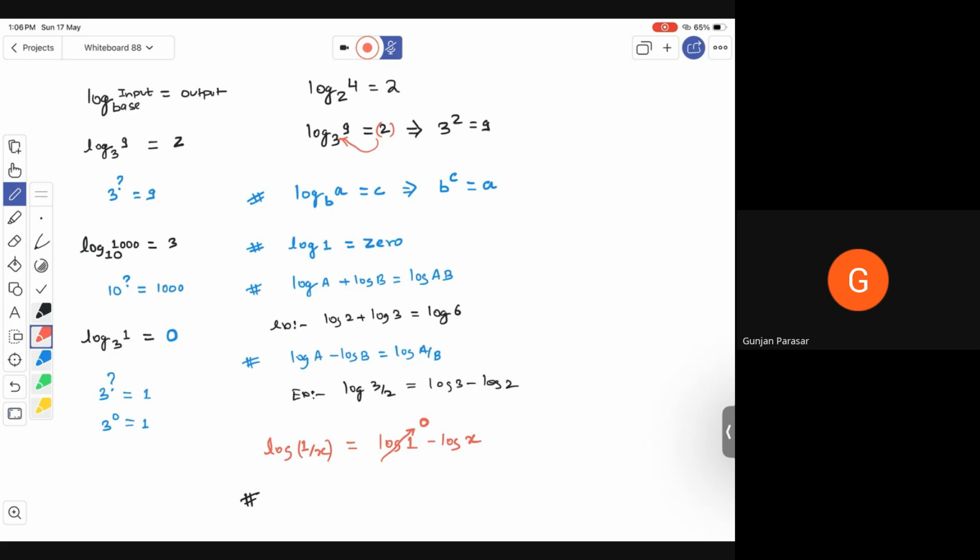It comes in use maybe sometime, so I'm telling you this thing separately. That is, log 1 by x, if you have it, is equal to minus log x.